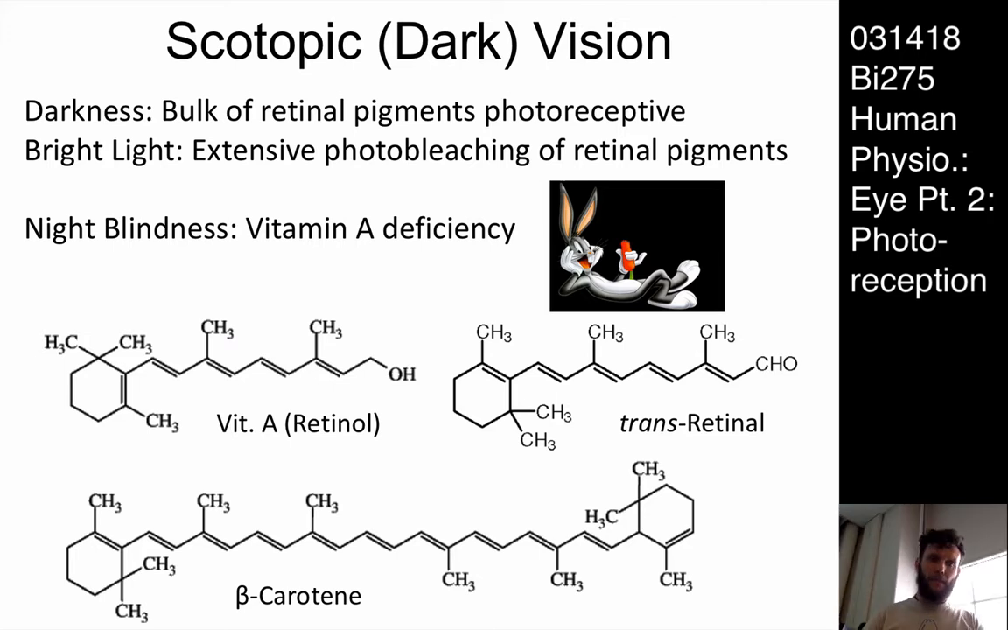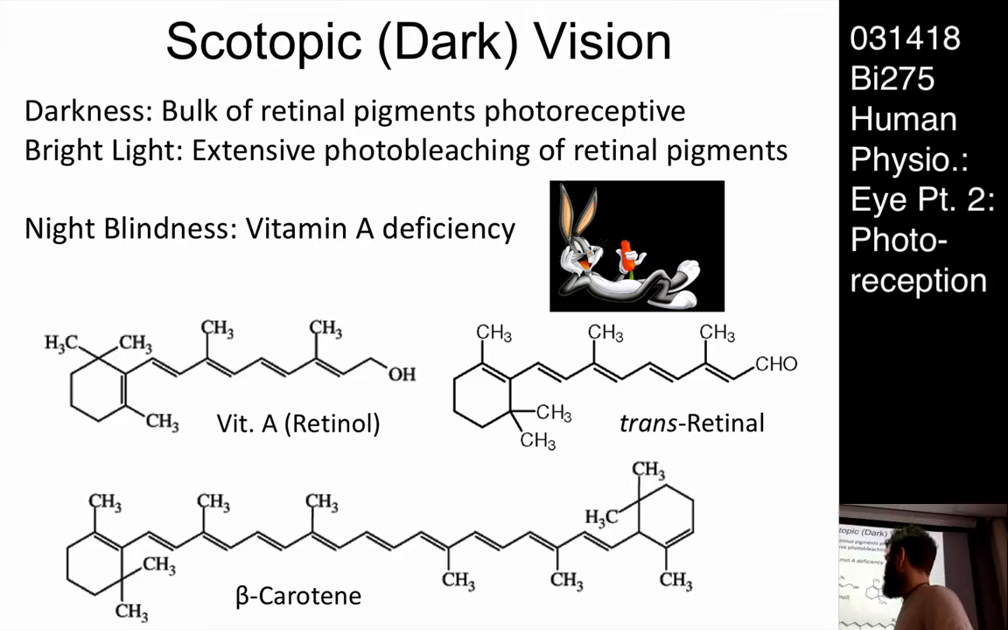So, the rods are responsible for low light vision, scotopic vision. There is photopic vision from the cones. We'll talk about that in a moment. But a person who has night blindness, that is typically a result of vitamin A deficiency. So vitamin A is the source of retinol that is formed into retinal.